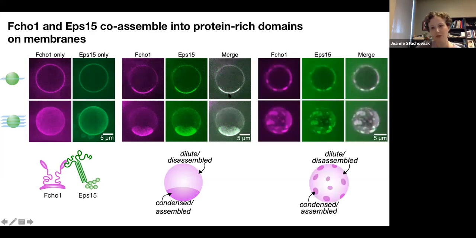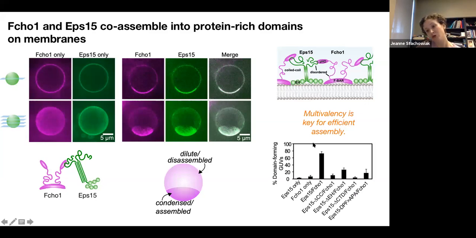And sometimes rather than seeing just one cap, you'll see a bunch of little spots that wiggle around. But no matter what, you see this partitioning between sort of a brighter phase and a less bright phase. And if you reduce any of the multivalent interactions between these, so if you mutate this disorder domain to make it not bind the mu-HD domain, or if you remove the ability of EPS15 to dimerize, or make various mutations that reduce the affinity here, then you'll not see these domains form nearly as often. So it seems that they depend upon these multivalent interactions.